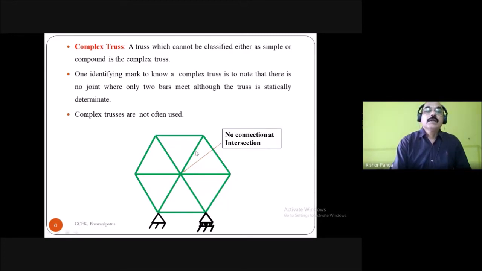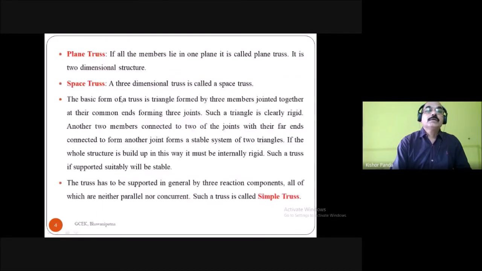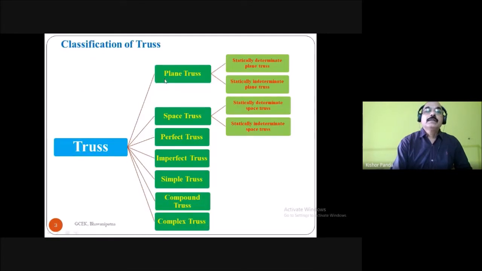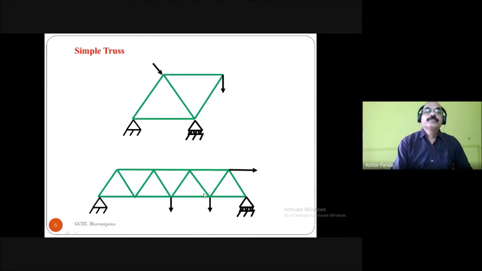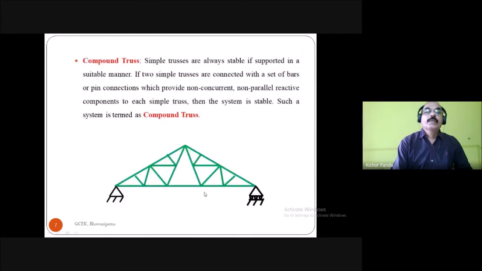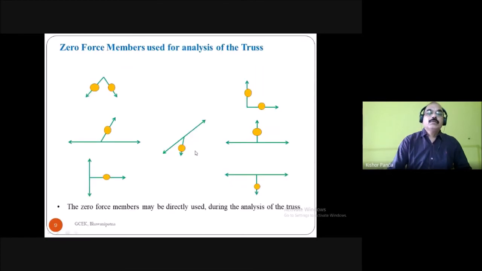So now you are clear. So what is a compound truss? What is a simple truss? What is a plain truss? These are the plain truss, then the space truss, perfect truss, imperfect truss, simple truss, compound truss, and complex truss. So these are the points you have to remember.